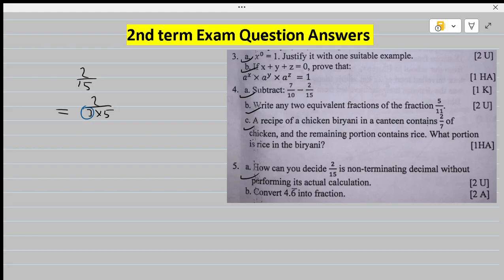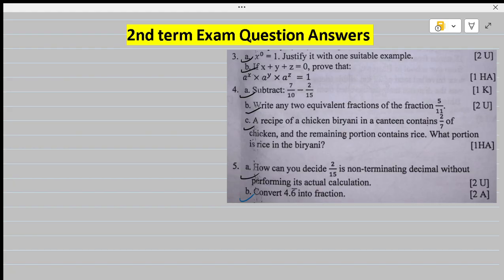In the denominator you see here 3, which is not 2 or 5. That is why it's a non-terminating decimal. So the same thing we have to say: as the denominator of this fraction consists of factor 3, the given fraction is a non-terminating decimal. Now I go with number B. Let's make it clear.